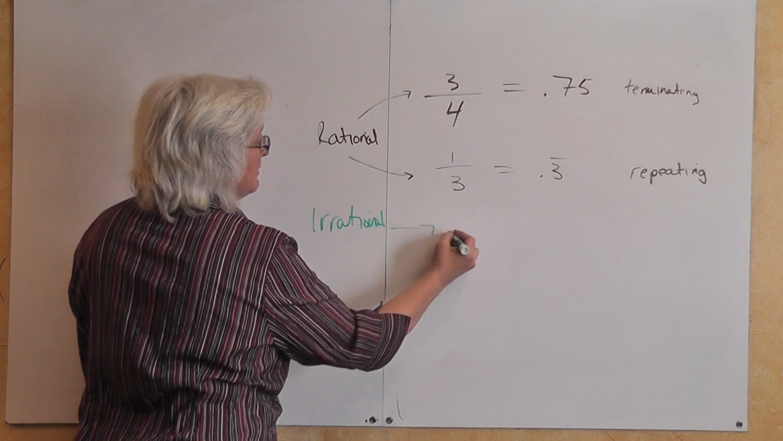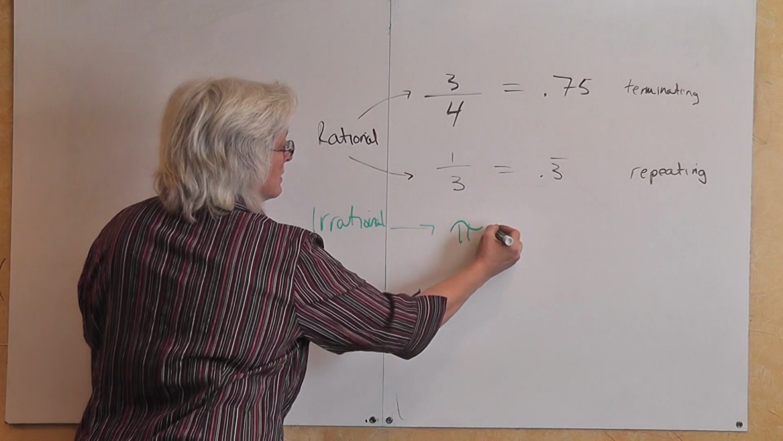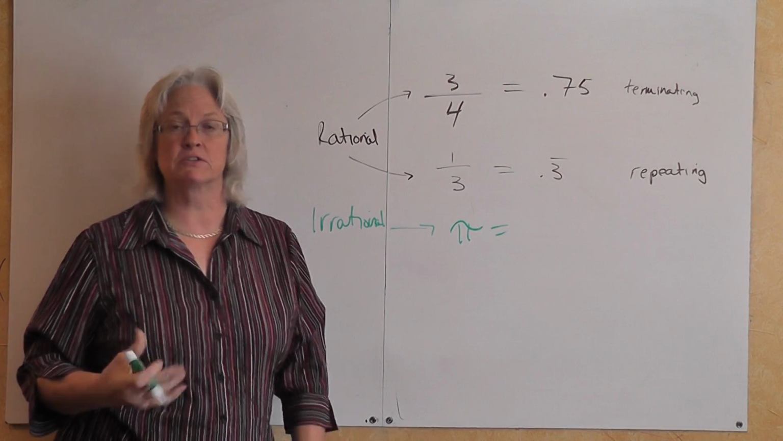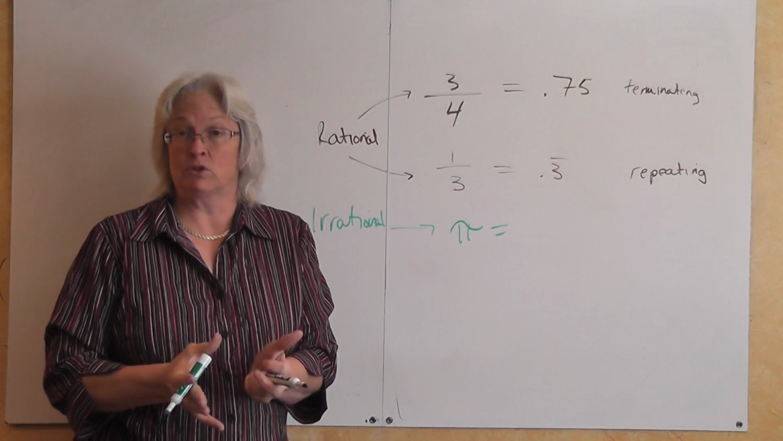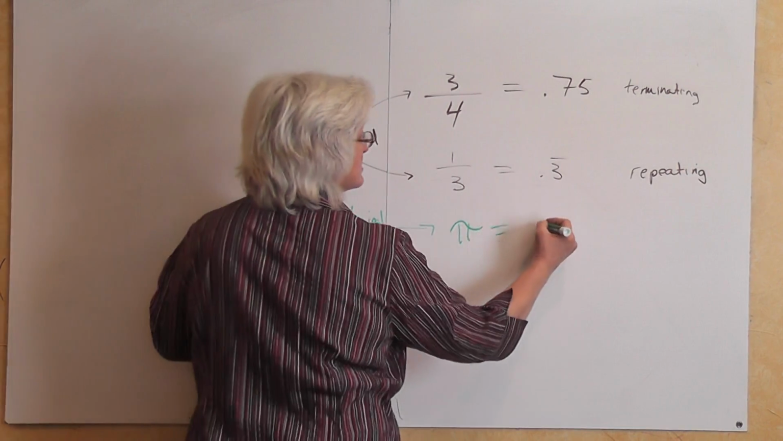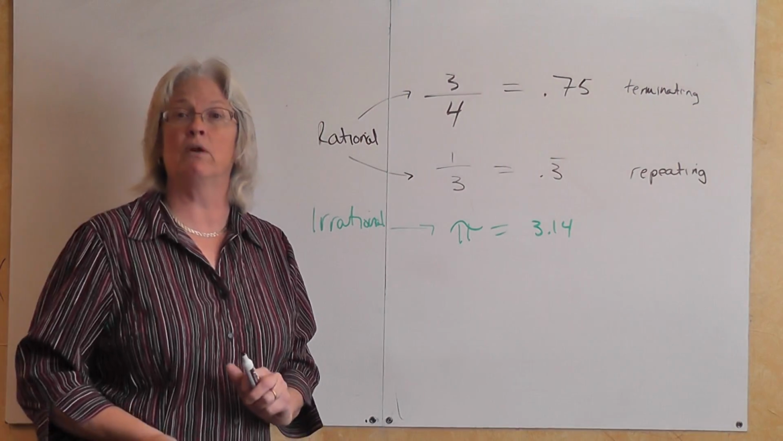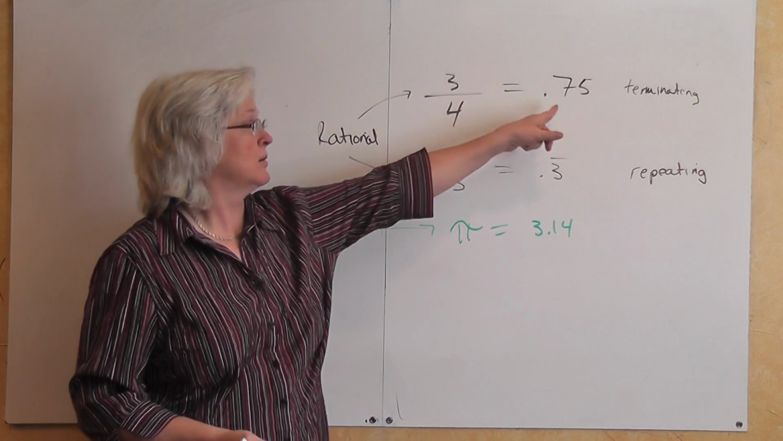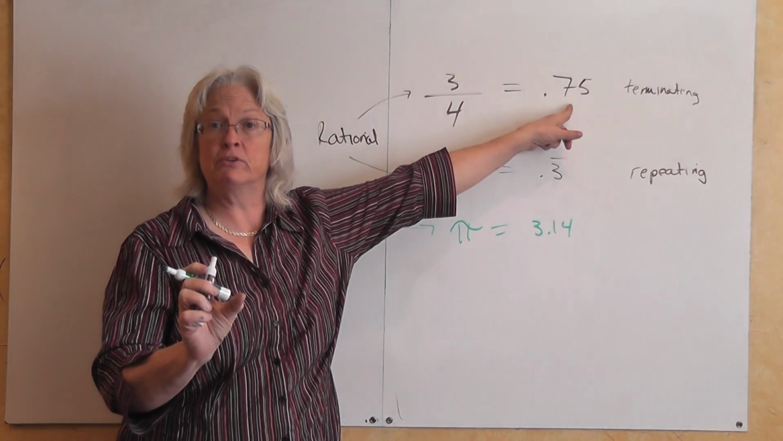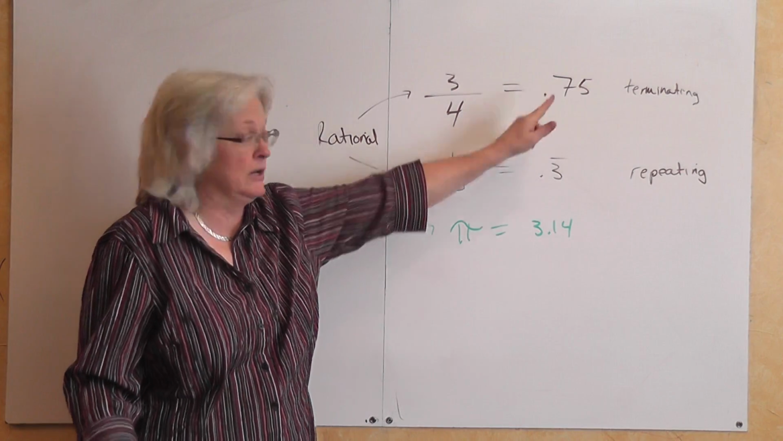An example of an irrational number would be pi. Pi is a constant that is used a lot when dealing with circles or spheres. And pi, when you calculate it out, we say that it's approximately equal to 3.14. 3/4 is exactly equal to 0.75, because when you do that division, it stops, you're finished.